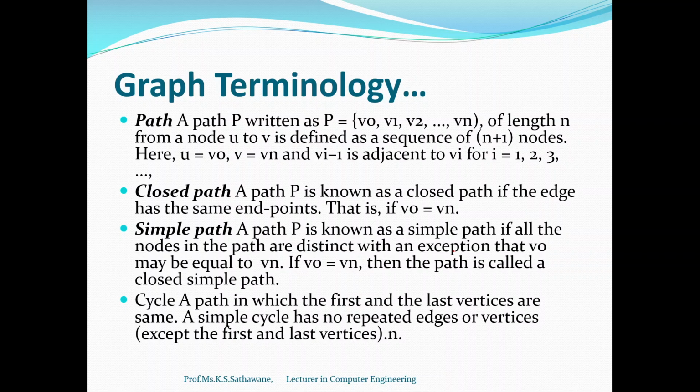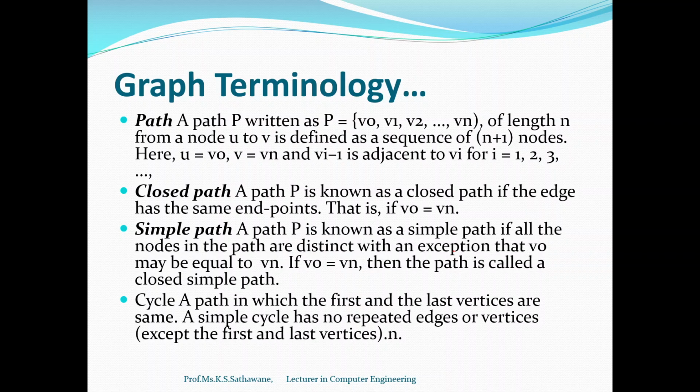have the same endpoints, that is v0 is equal to vn. Now what is a simple path? A path P is known as a simple path if all the nodes in the path are distinct, with the exception that v0 may be equal to vn. If v0 is equal to vn, then the path is called a closed simple path.